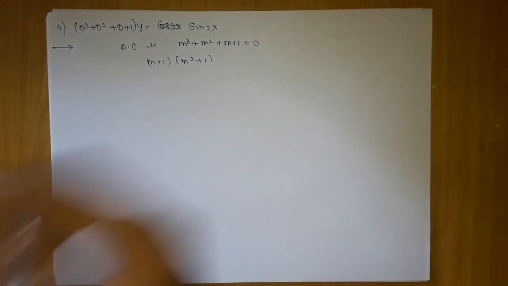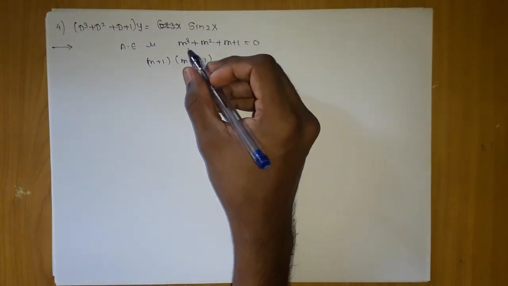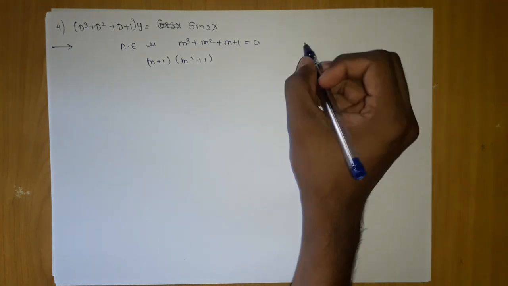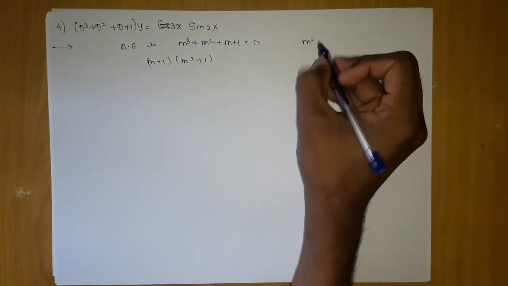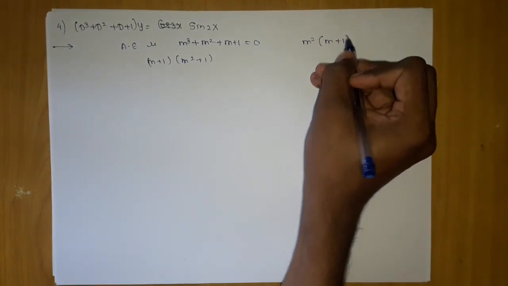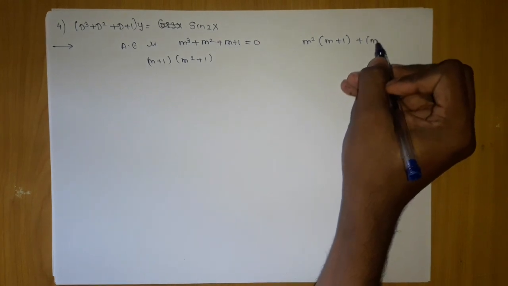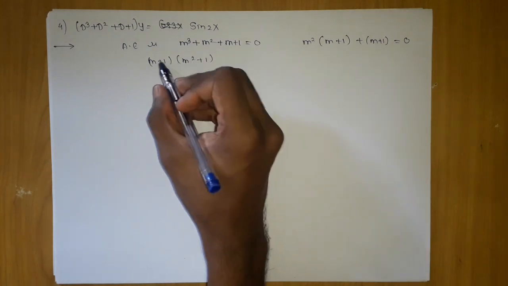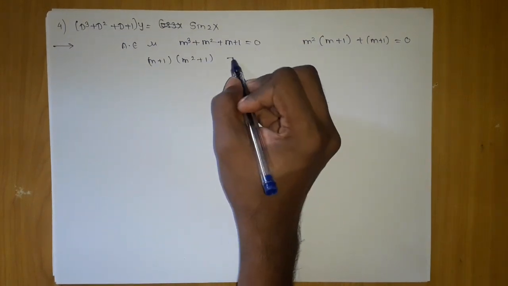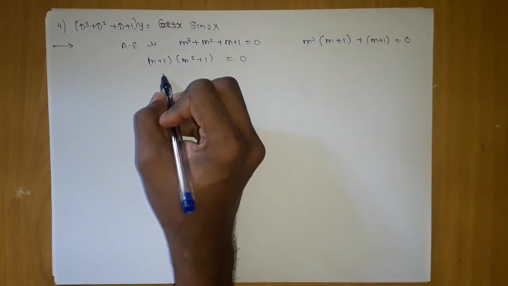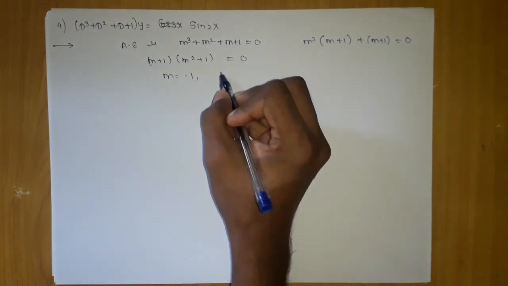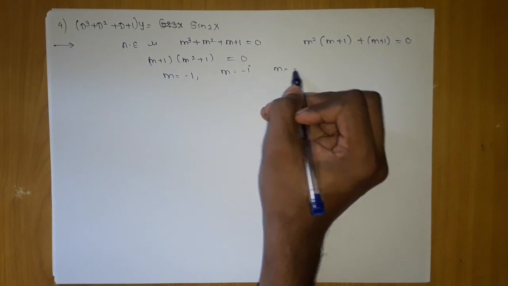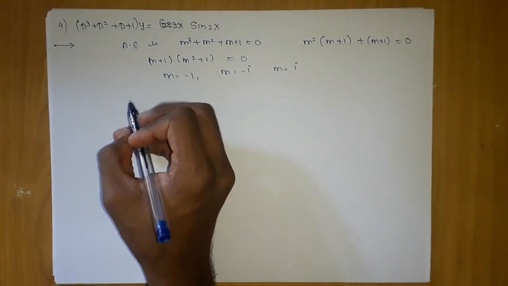Now there is one more way. If you observe this cubic equation, you can take m² common from the first two terms, which leaves m + 1. Here m + 1 is already present, so you can take m + 1 outside from the whole expression, and m² + 1 will be left, equal to 0. Now you get the roots m = -1, m = -i or m = +i.